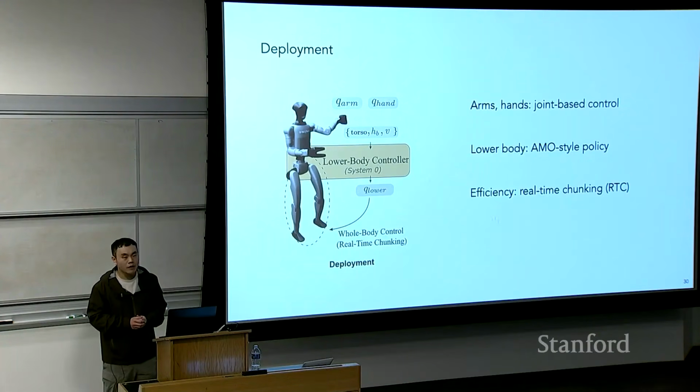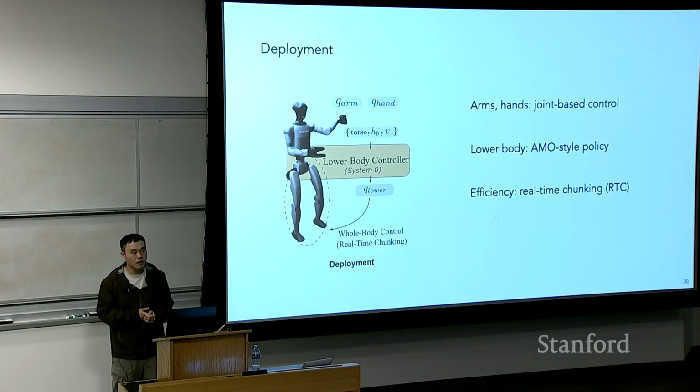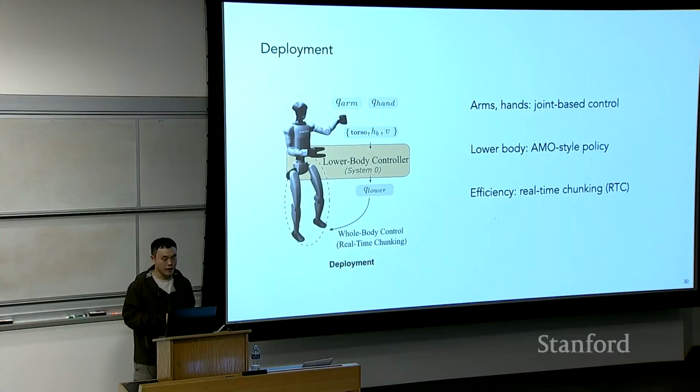And the other very important issue is efficiency. We definitely want the robot to be controlled in real time. We don't want any pause during deployment. We don't want any action jittering.